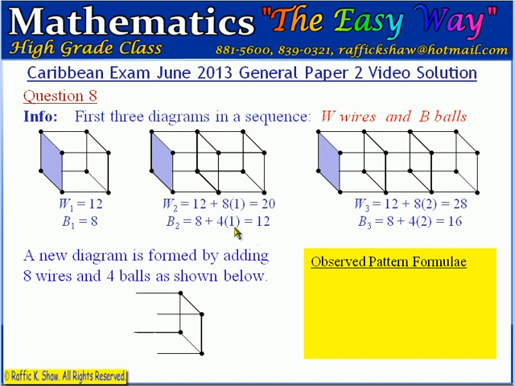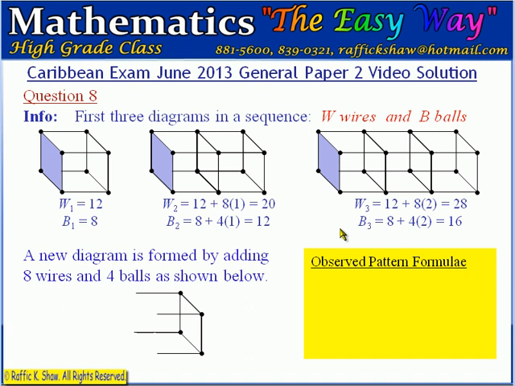So if we observe the pattern now, we see that the number here that we are multiplying by the 8 is 1 less than the diagram number. Also the number here that we are multiplying by 4 is 1 less than this. Similarly here, the number 2 is 1 less than the diagram number 3, and the number 2 here again is 1 less than the diagram number here.